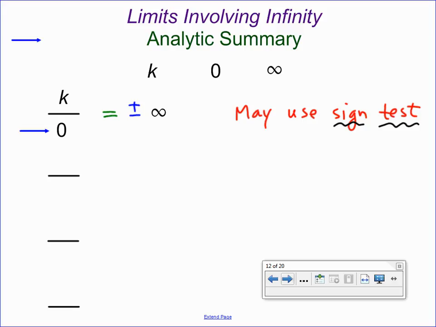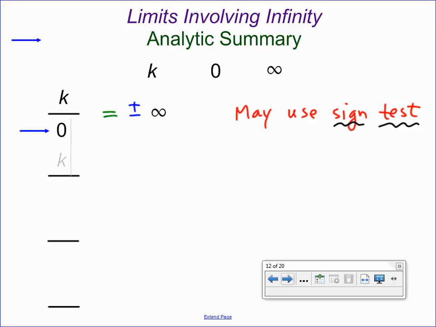Determining the sign, positive or negative, of the numerator over the denominator will determine whether it's a positive infinity or negative infinity. So if you get positive over negative, that's an indication of overall negative.